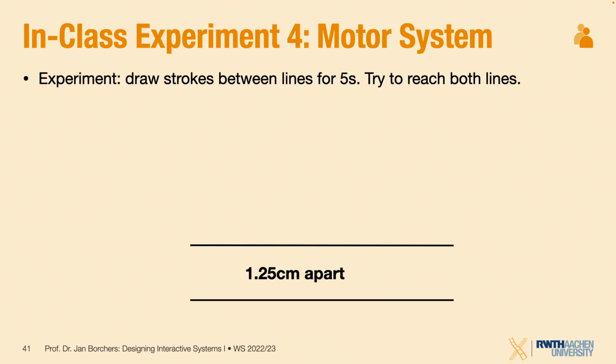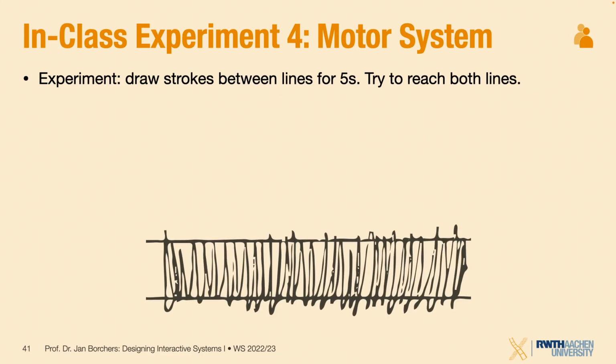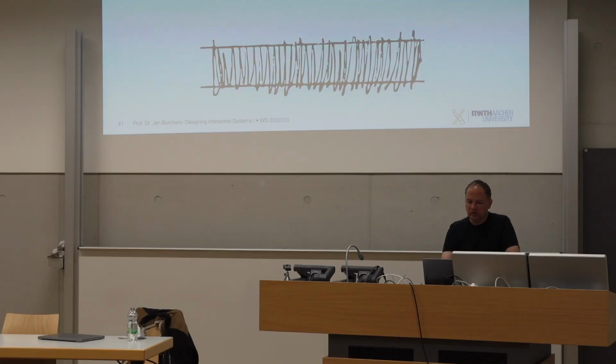And I want you to draw strokes between those lines. I'm going to show you what that means. It's supposed to roughly look like this, right? I want you to do this. So try to reach both lines, but not go crazy over them. Try to basically turn around at the ends, but go as fast as you can otherwise. And do this for exactly 5 seconds. And I will time you all for 5 seconds so that we all have the same data here.